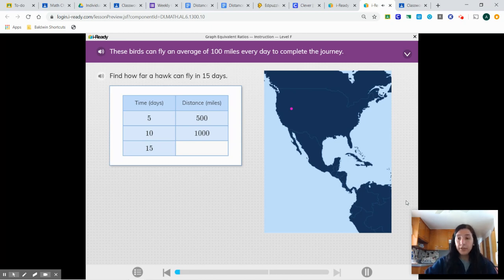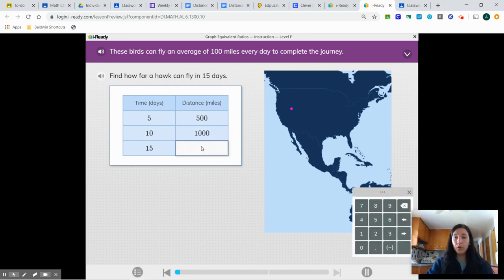Okay, so we're going to find the unit rate of our table. If you remember, we're going to label our table as X and Y. And to find unit rate, we do Y divided by X. So we're going to do 500 divided by 5, which will tell us our unit rate is 100 miles per day. We're going to multiply now all of our days by the number 100. So 15 times 100 will give us 1,500.